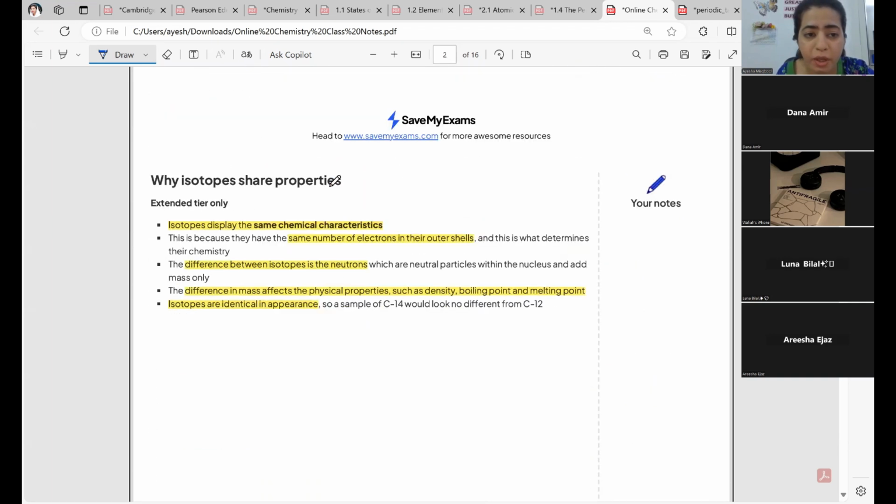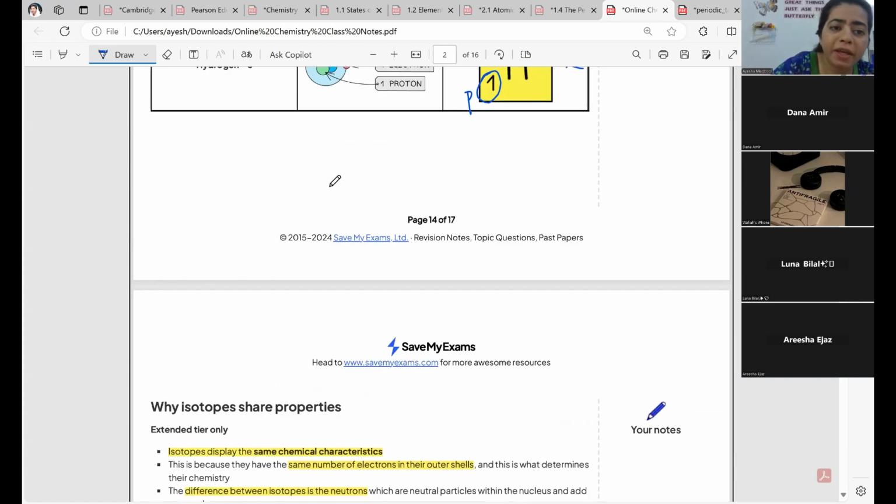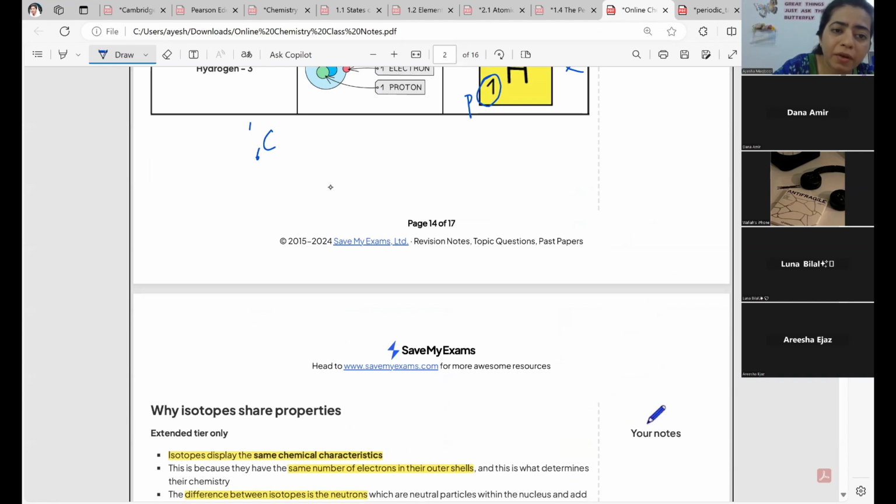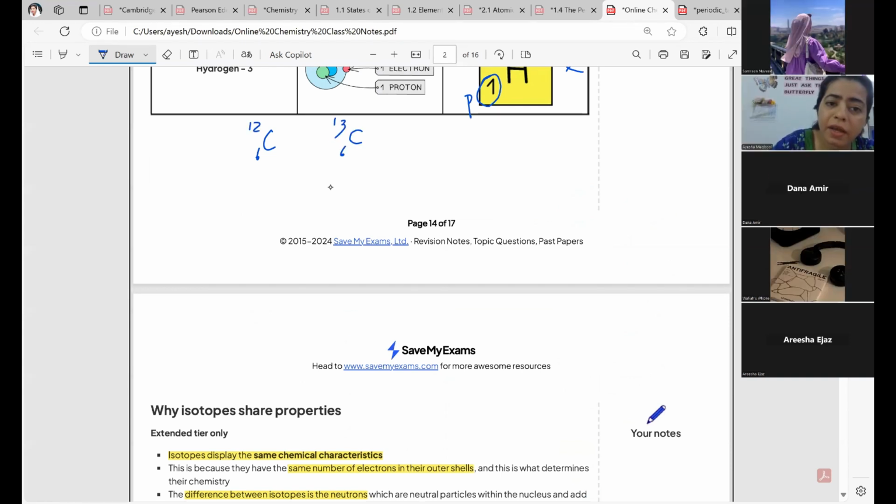Let me show you over here. Carbon has one isotope, carbon 6, 12, a second isotope, carbon 6, 13, and the third isotope is carbon 6, 14. Now, quickly tell me, what does this 6 here mean?